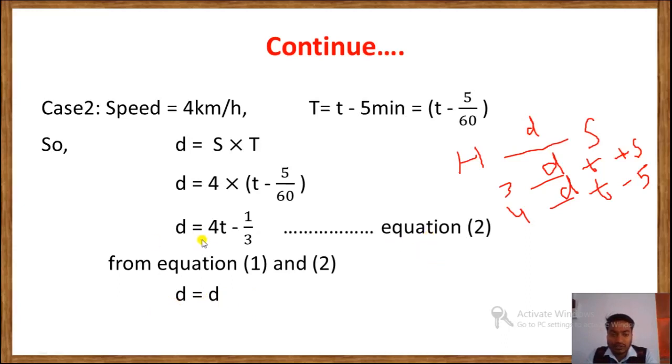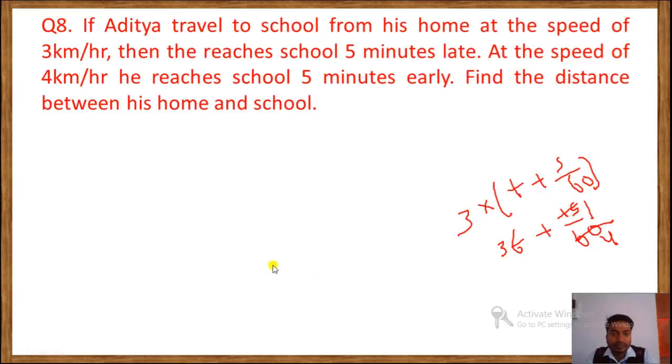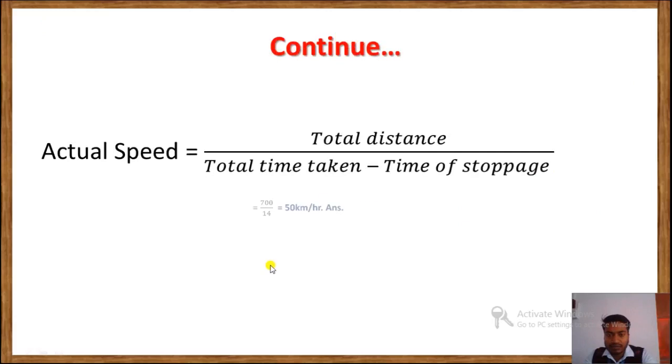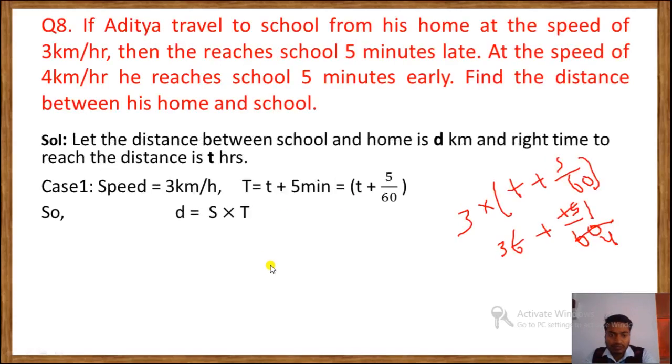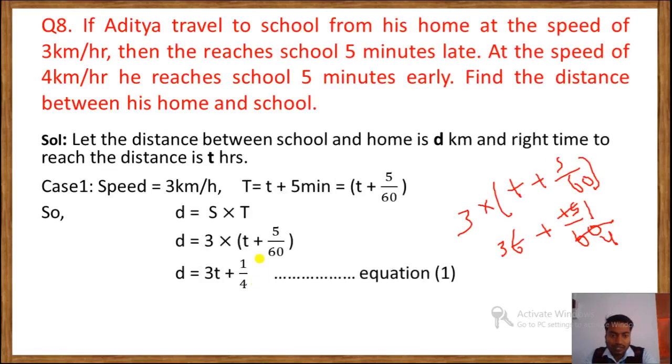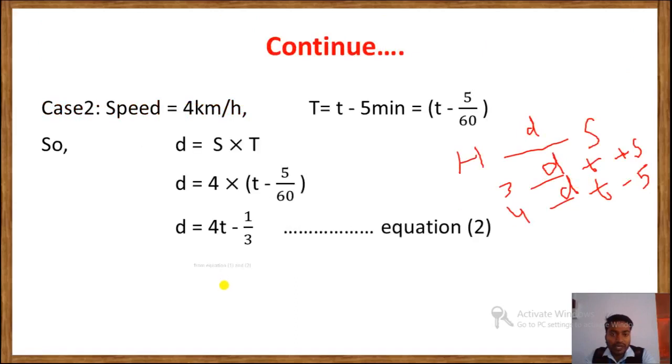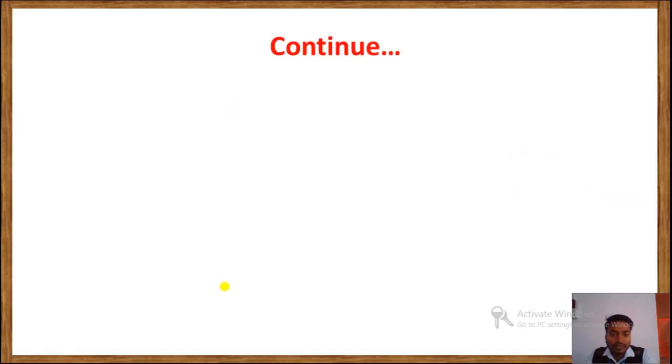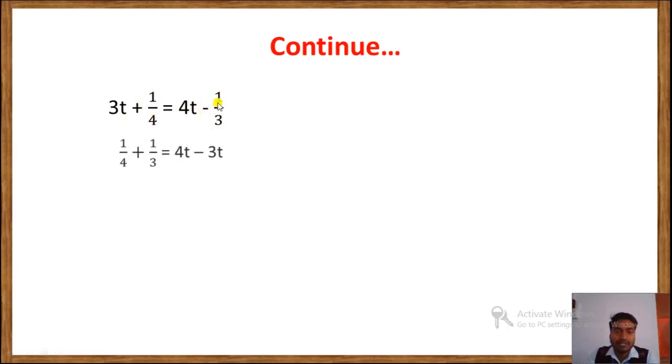Okay, so here we got 4t minus 1 by 3 and here we got 3t plus 1 by 4. Okay, now we have to equalize. So 3t plus 1 by 4 equal to 4t minus 1 by 3.